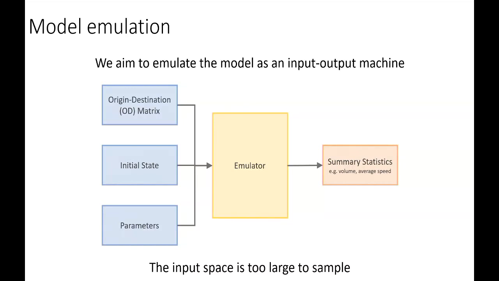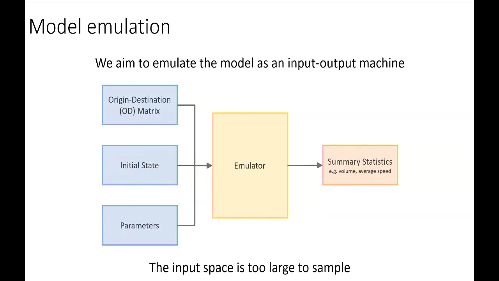The issue is that in order to train this, we need to sample the input space, and the input space is way too large. These OD matrices are 1,000 by 1,000 or more sparse matrices. The initial state is an incredibly complicated object, that is, the locations of all of the vehicles and their characteristics at any point in time.